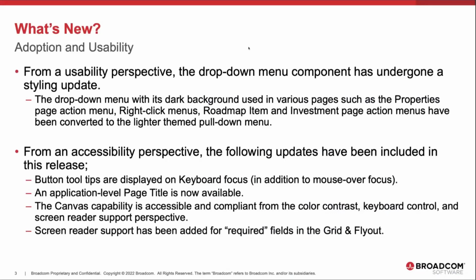There's another piece from an accessibility perspective. The following updates have been made. So one, button tooltips are displayed on keyboard focus. Up until now, the focus was limited to mouse users, on mouse over. So now as a keyboard user navigates through the button structure, they will get a pop-up tooltip and the screen reader will announce it. And an application level page title is now available. The canvas capability is accessible and compliant from color contrast, keyboard control, and screen reader support. And screen reader support has been added for required fields in the grid layout specifically, but it's also there for the flyout.